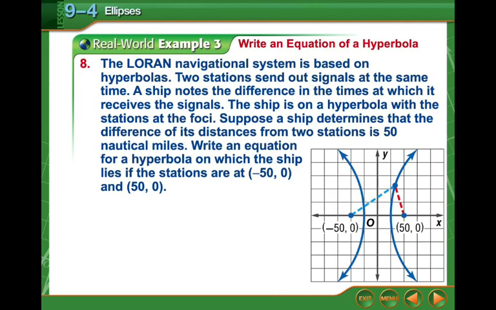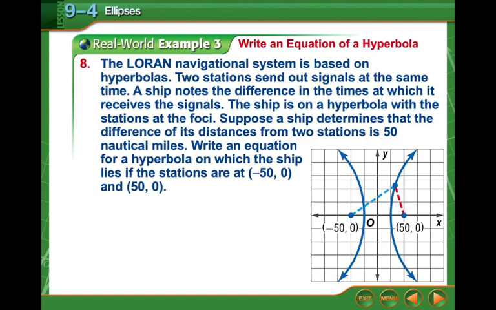So this one's a real world application, but it's back to being centered at the origin. So the Loran navigation system is based on hyperbolas. Two stations send out signals at the same time. A ship notes the difference at the times at which it receives the signals. The ship is on a hyperbola with the station at the focus. We want to suppose the ship determines that the difference of its distances from two stations is 50 nautical miles. We want to write an equation for a hyperbola on which the ship lies if the stations are at negative 50, 0 and 50, 0.